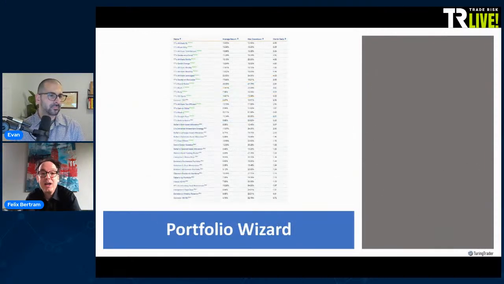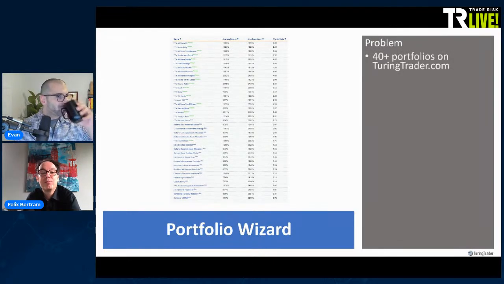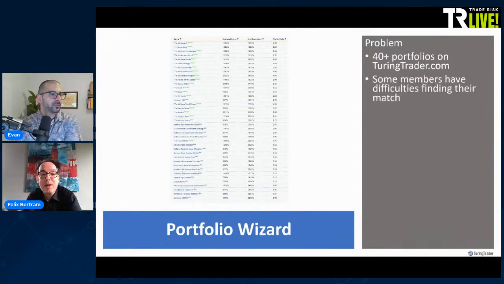Good. And now, why are we really doing this? This screenshot is basically a table from touringtrader.com. And the problem is we're tracking more than 40 portfolios on the site, and members have difficulties finding a good match for what they want to do. And when you look at this table, even if you had charged for all of that, this is very confusing and it's really hard to figure out what to invest in. So there needs to be a different way.